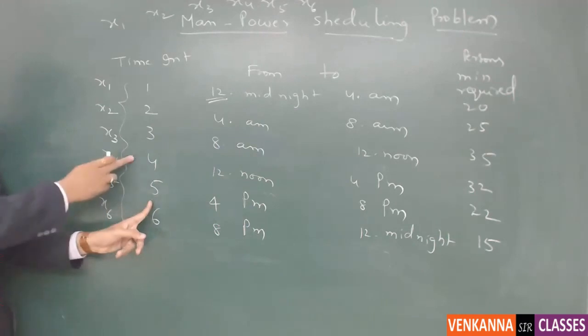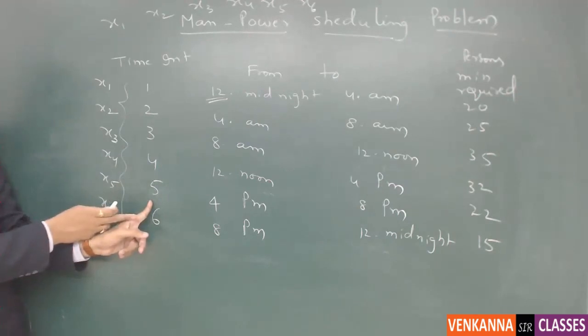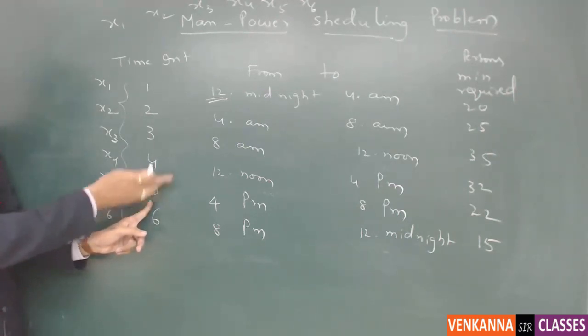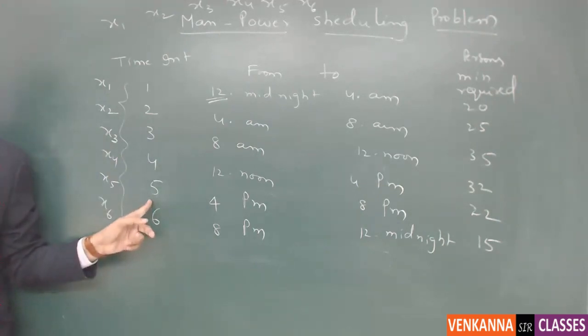Because this person is working for 8 hours, so he will continue in this time slot also, and this person reported at this time slot, so right from here onwards he is going to work. Is the context clear to everyone? Any questions?